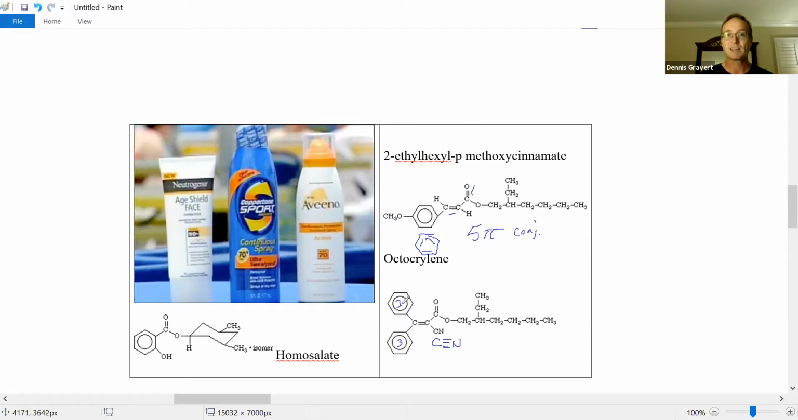So we got 3 pi bonds here in this ring, 3 here. This is a 7th, this is the 8th. Count one of those for 9 conjugated pi bonds. 9 pi bonds that are conjugated. How many over here? Just 4. Okay, fewer pi bonds means shorter wavelength, and that's going to help give you a wider range of UV protection, right?